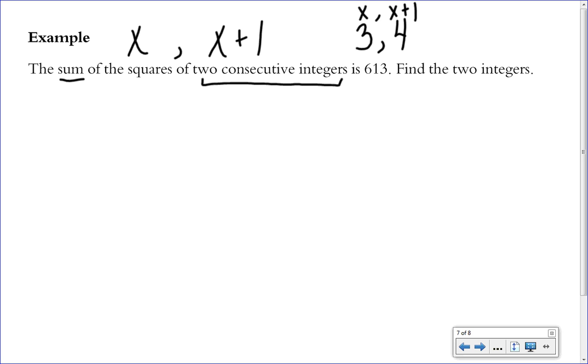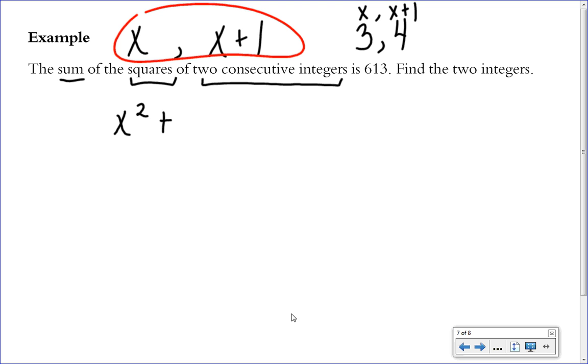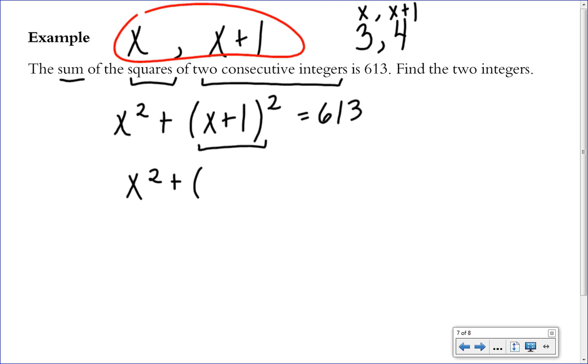So sum means addition, and we need to square each of these two terms that we just defined. First we have x squared, and then to that we are adding x plus 1 quantity squared, and the result is 613. We have to FOIL this expression. We can't just distribute the square. We have to FOIL it because it's a binomial. So we have x squared plus x plus 1 times x plus 1 equals 613.